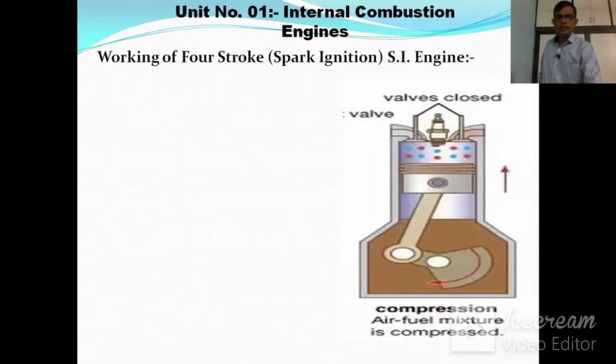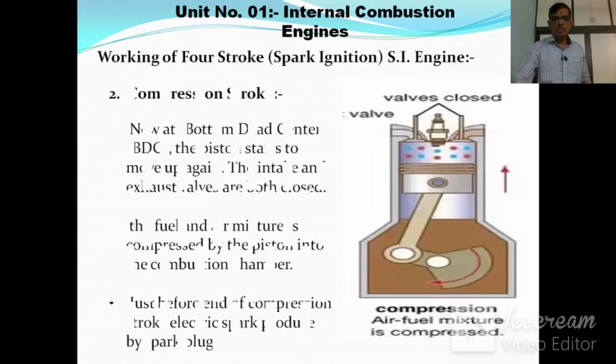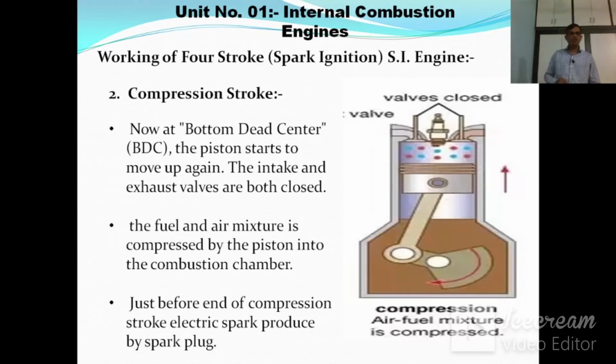Now in the next slide, there is the compression stroke. What happens in the compression stroke? The first stroke, suction, is a 180-degree revolution of the crankshaft. The next 180-degree revolution of the crankshaft is the compression stroke. When the piston reaches bottom dead center, fresh charge has been admitted into the combustion chamber. The piston then moves from bottom to top dead center.